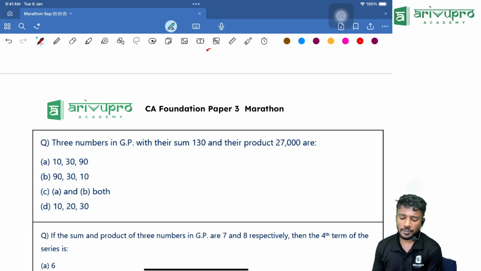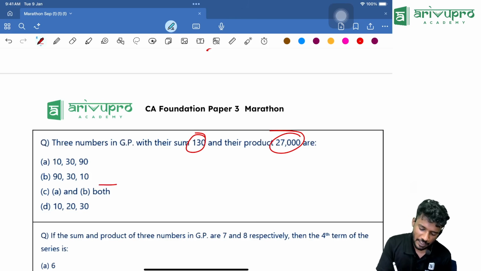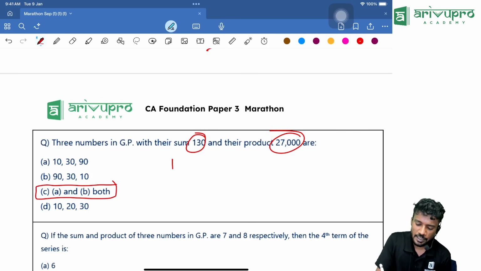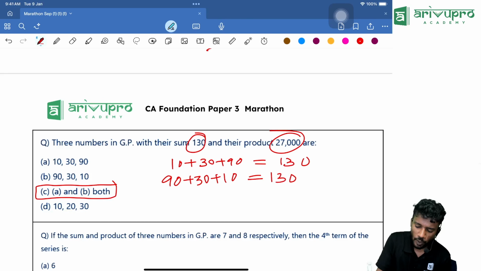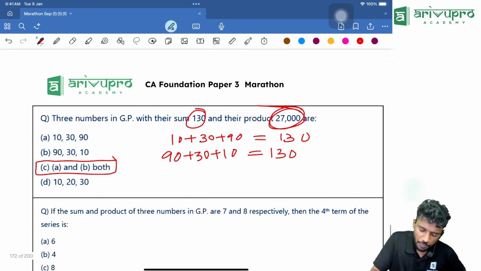3 numbers are in GP. Their sum is 130. Product is 27000. What is the answer? Option C. Both A and B are possible. Because sum is 10 plus 30 plus 90, how much is it? 130. Similarly, 90 plus 30 plus 10 is how much? That is equal to 130. Anyway, the sum is 130. Product is also what? 27000. So it is option C.